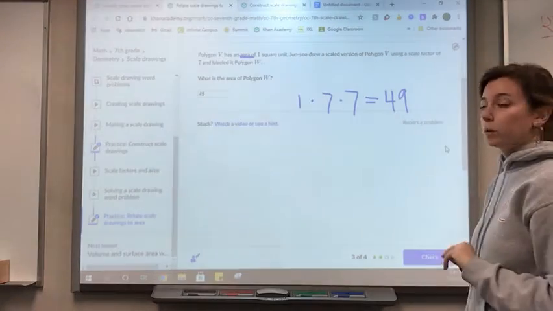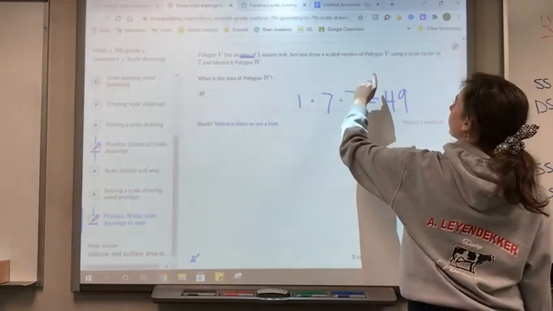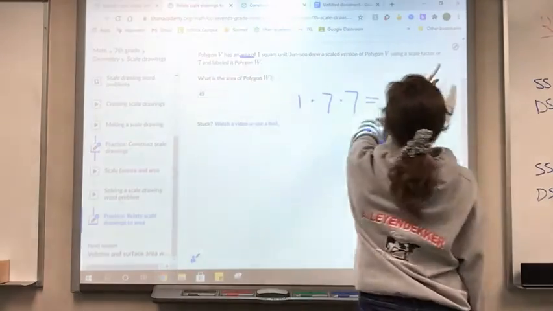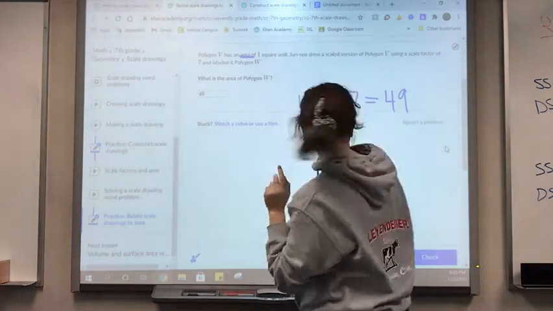Just remember, whenever we see the word area, we have to multiply by the scale factor of 7. So we have to multiply by the scale factor twice.